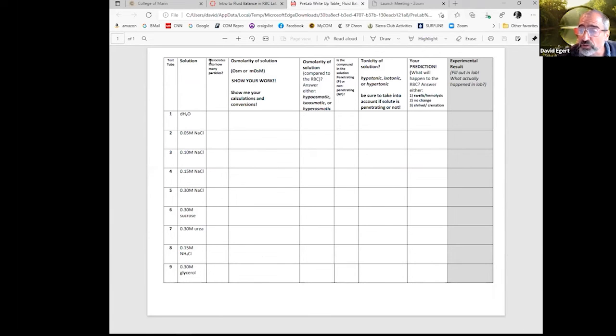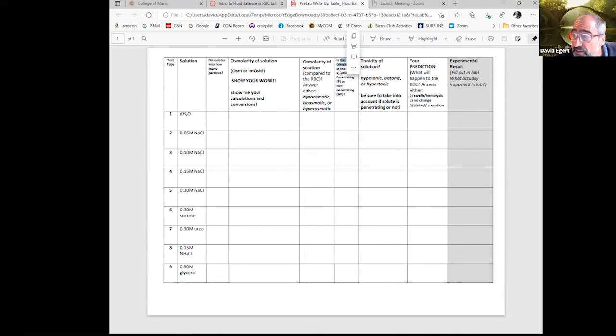Does it dissociate? If it does, into how many particles? Therefore, what is the osmolarity of the solution? You've got the molarity, but you want to know what is the osmolarity that's going to relate to the dissociation. And then compare, is it hypoosmotic, isoosmotic, hyperosmotic? It's just going to be comparing it to 0.3, right? So this is just what I've been talking about.